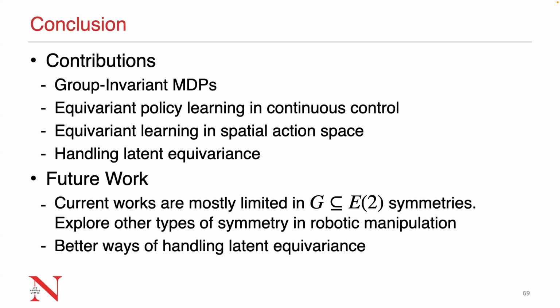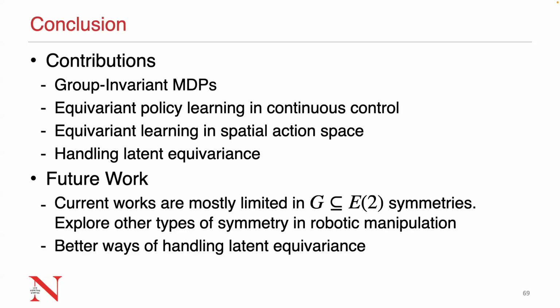For future work, one of the things I want to explore is that right now, most of my work is limited to a subgroup of E2 symmetries. I was mostly focusing on in-plane rotation, translation, and reflection. In the future, I want to explore different symmetries. I think robotic tasks are more complicated than just planar symmetries. There is, for example, SE(3) symmetry that I can explore. There might be local symmetry instead of global symmetry, or permutation symmetry of objects, a lot of different stuff that we can explore.